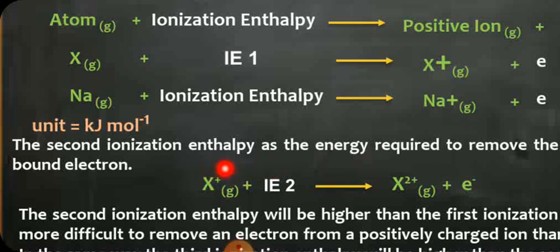Removing an electron from X plus is difficult, so it requires a larger amount of energy than the removal of an electron from the neutral atom X. Removing an electron from X plus is more difficult than from X. Therefore it requires more energy. Hence IE2 is greater than IE1.